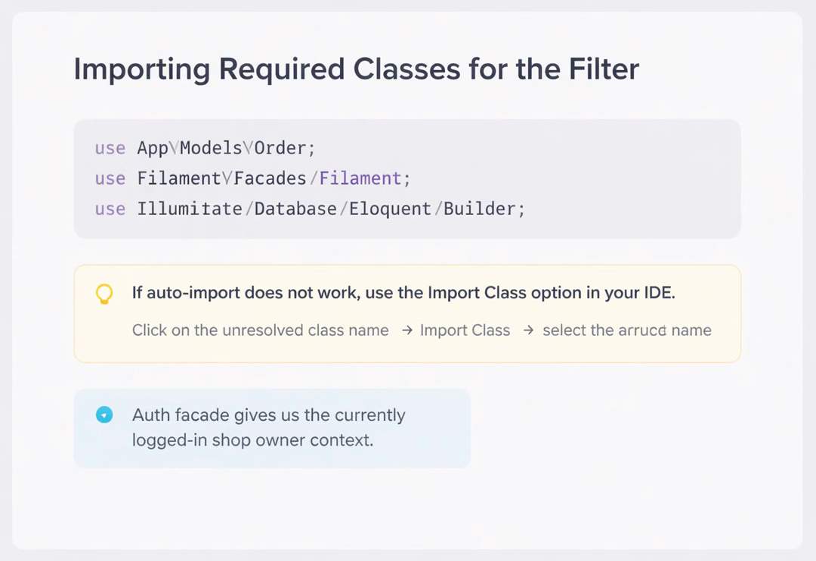When we add the filtering logic, we need to make sure the required classes are imported at the top of the file. We need the order model, the filament facade to get the current panel context, and the builder class for the query. If your IDE doesn't auto-import these, you can click on the unresolved class name and use the Import Class option to select the correct namespace. Getting these imports right is essential. Without them, the code will throw errors, even if the logic itself is correct.